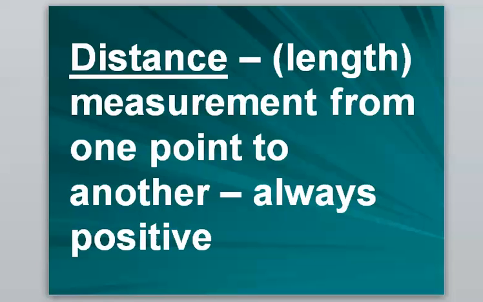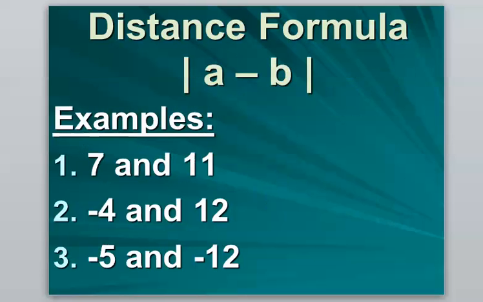We're going to start with distance or length. Distance is a measurement from one point to another, and this is always positive. So make sure when you're asked to find a distance that you always have a positive answer. We'll find distance two ways. The first distance formula is the distance between 2 points on a number line. And to find this, the formula is at the top.